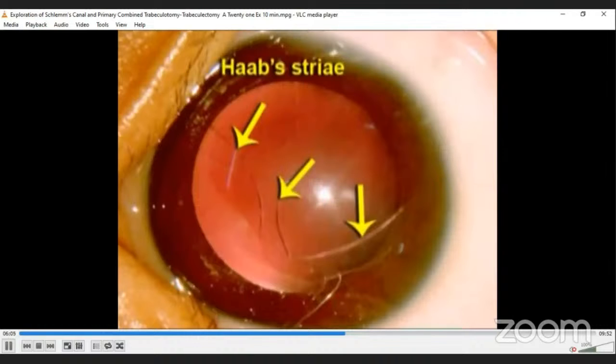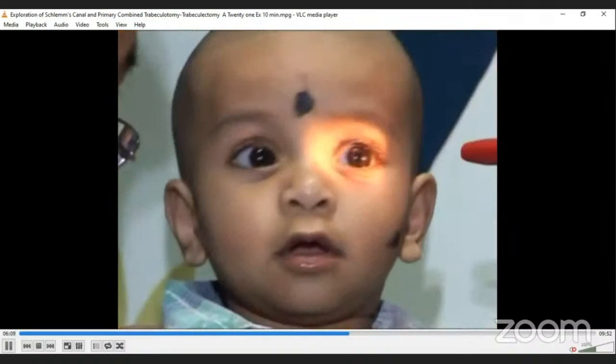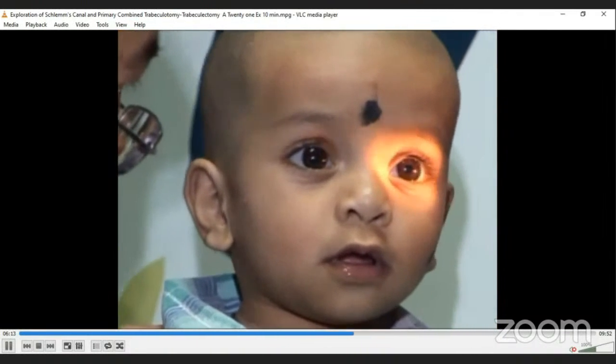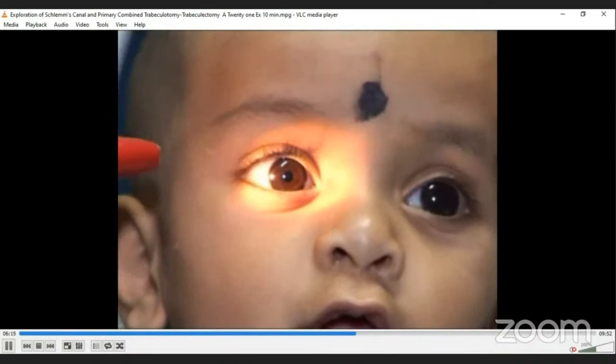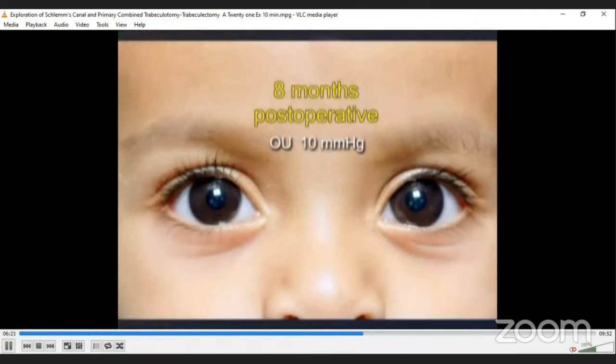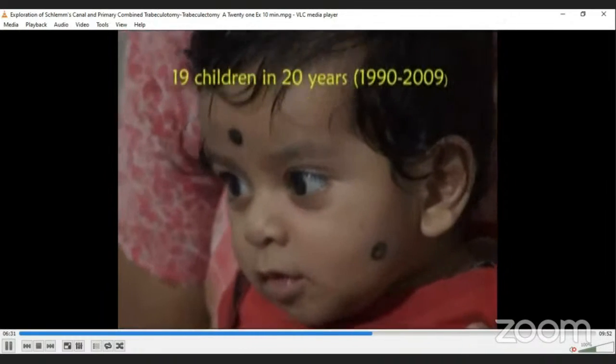And you can see the Haab's striae, which is there. And here is the appearance of the child. Cornea, left eye was the involved eye, cornea is totally clear. The right eye was not involved. Primary combined trabeculotomy trabeculectomy is very safe and effective in the management of congenital, infantile, and juvenile onset developmental glaucoma.